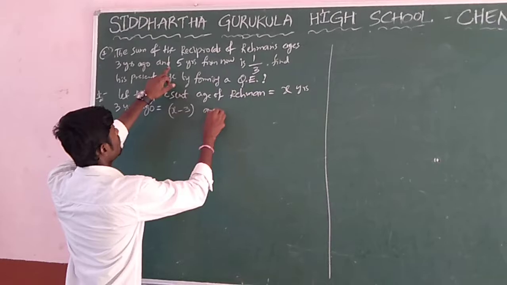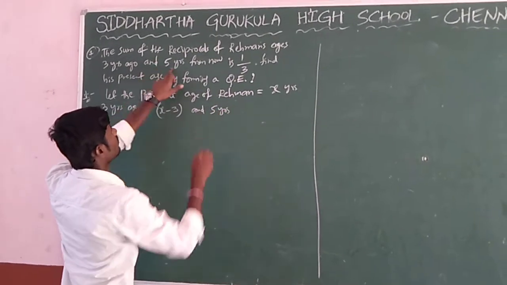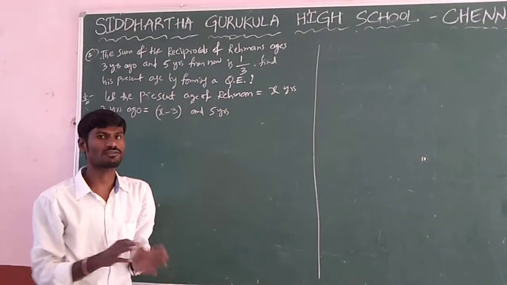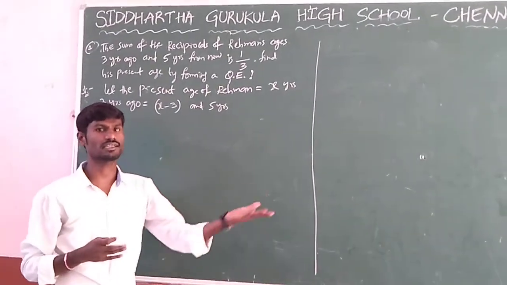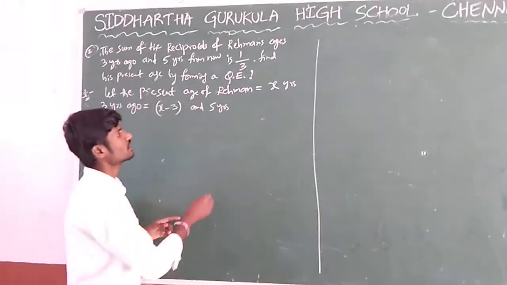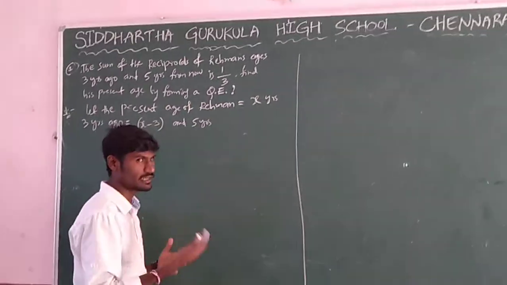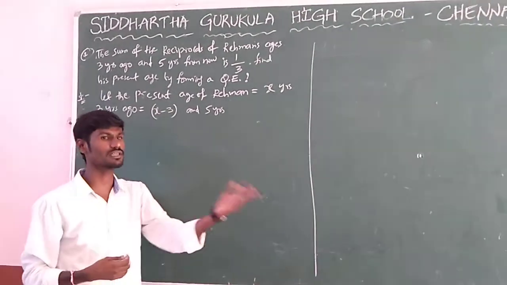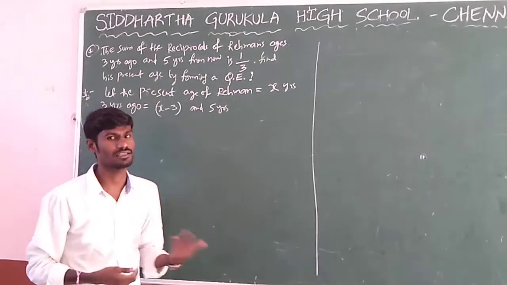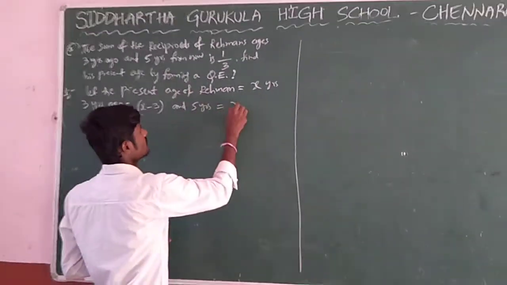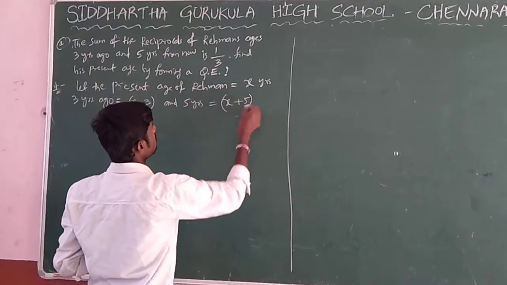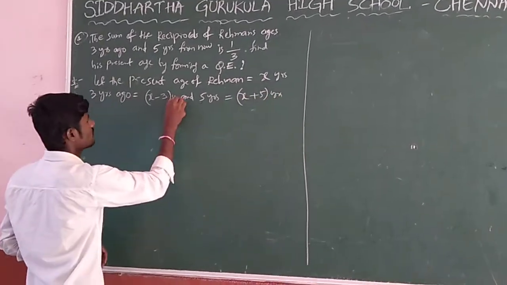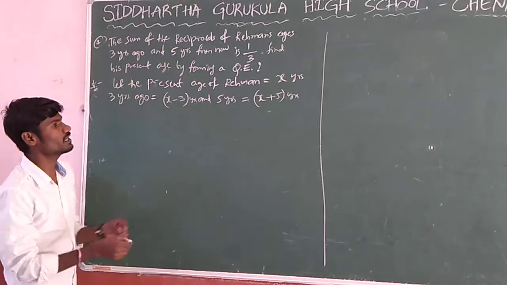Now also 5 years from now, or 5 years hence, or 5 years after, or 5 years later. In that case you need to take it with plus, which means it will be added. Suppose I am 25, after 5 years I become 30. Like that, present age x, after 5 years from now means x plus 5, in years.